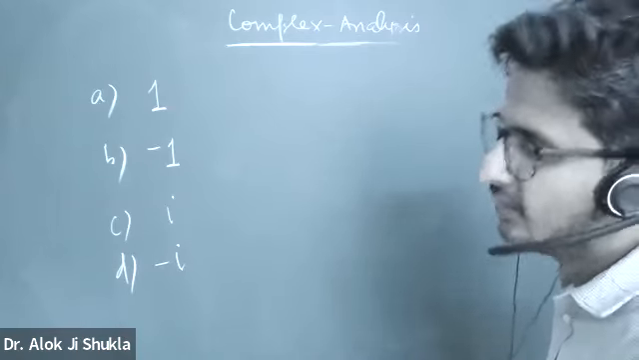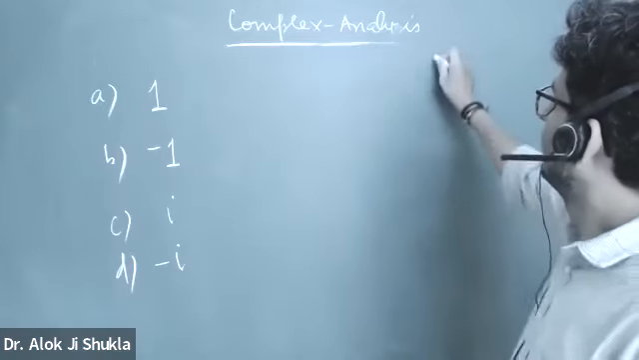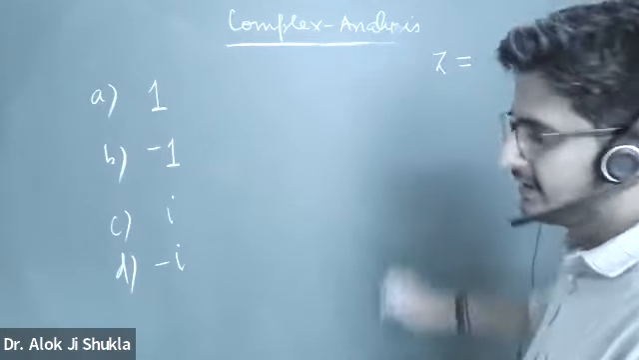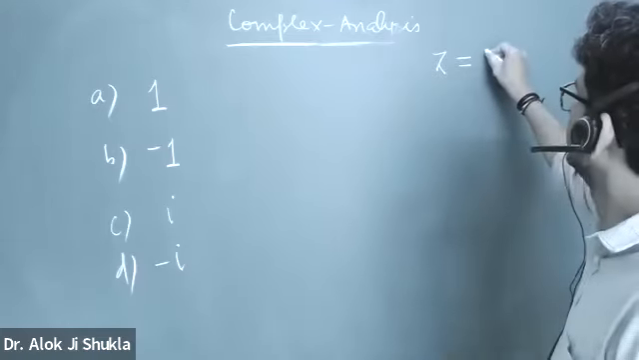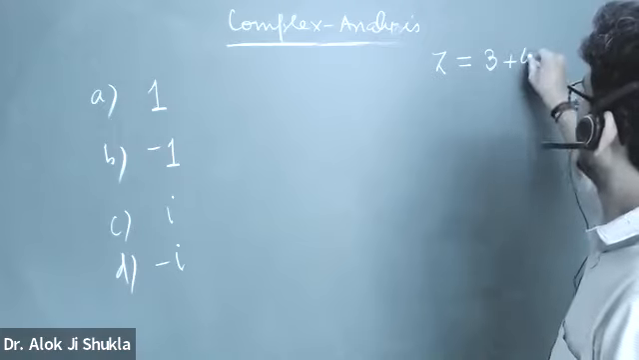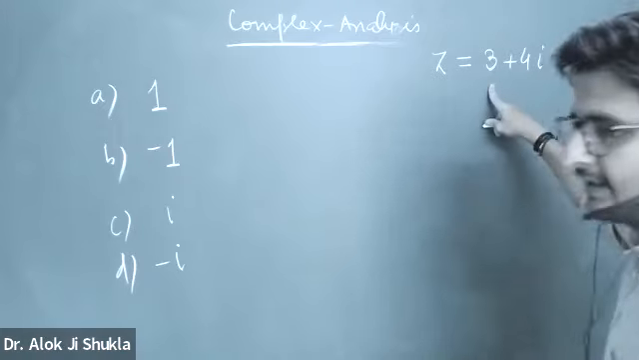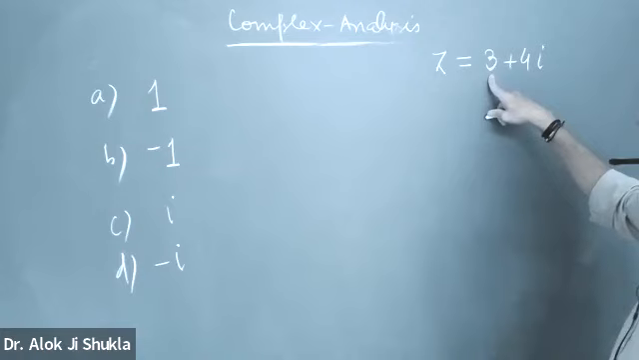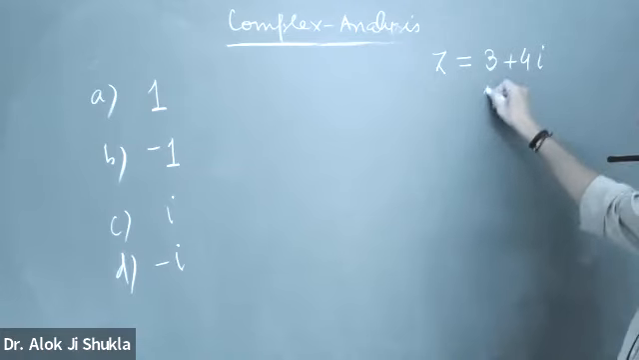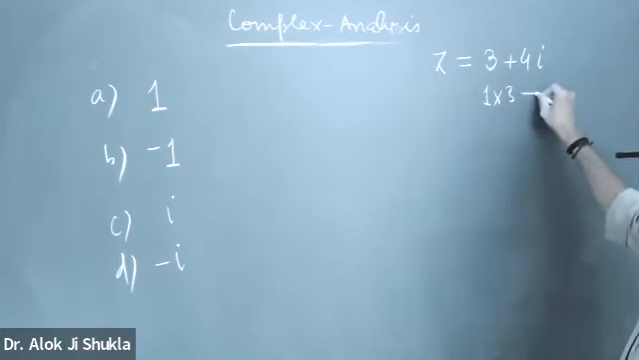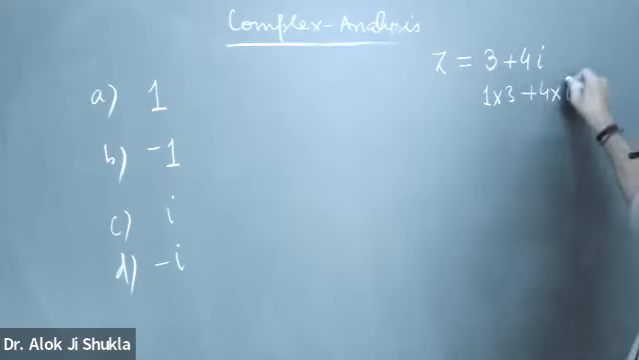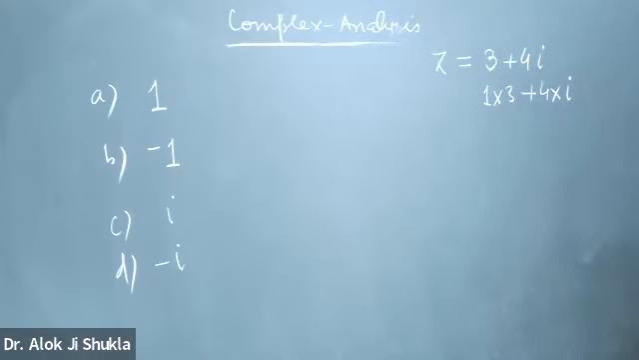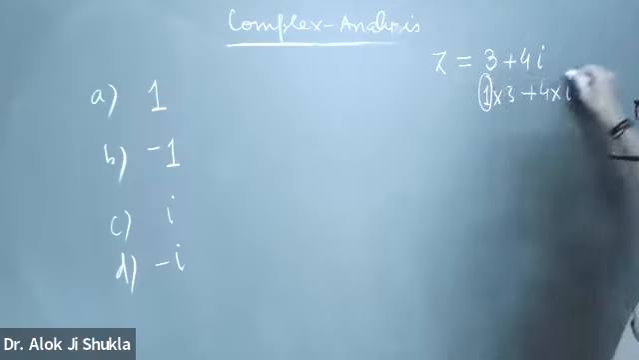Sir, any complex number? Tell me. Z is equal to 3 plus 4i. 3 plus 4i, 4 iota. So you can see this number requires 1 into 3 plus 4 into iota. Yes or no? So I have to just take care of 1 and iota.